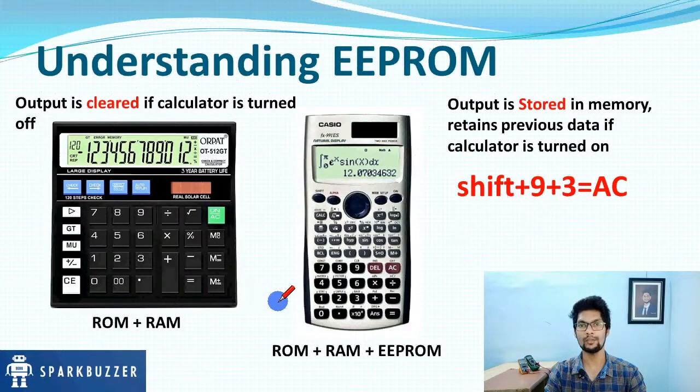You are all well aware of these calculators. This calculator won't store any previous answers and clears RAM if turned off. But this scientific calculator has memory to store the previous answers, which is stored in the EEPROM and can be cleared with shift 9 3 equals AC. So the software running on these calculators is stored in the ROM, the variables being manipulated and displayed on the screen are the values in the RAM, and then the previous answer is stored in the EEPROM.